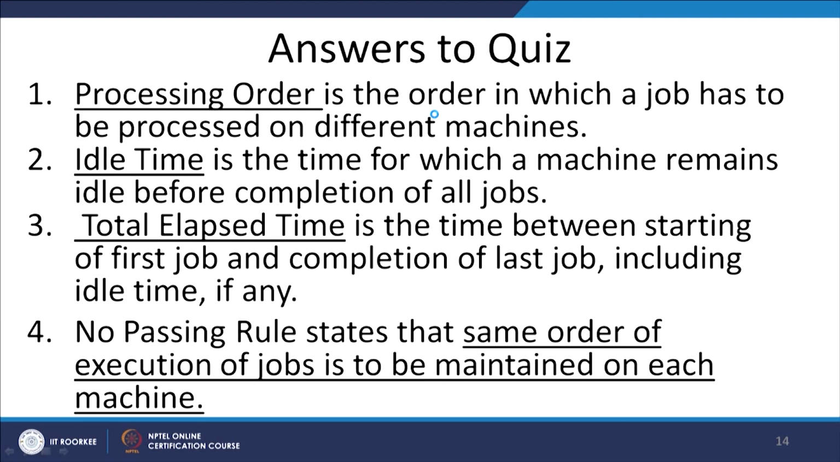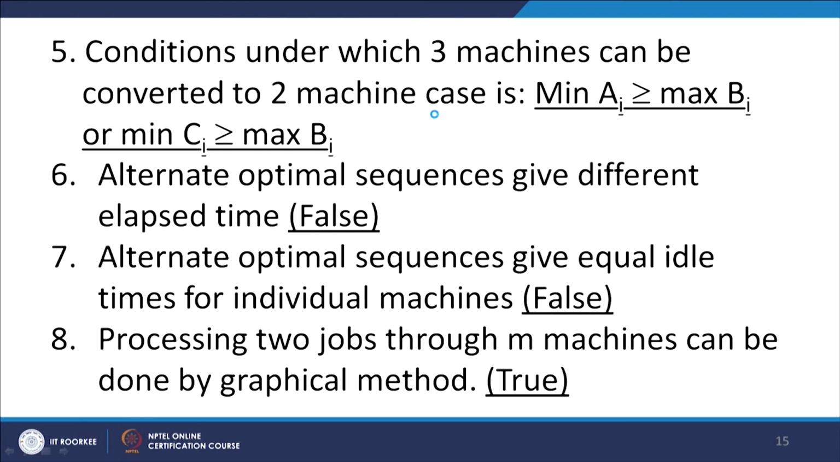And the fourth question is the no passing rule, which states that the same order of execution of jobs is to be maintained on each of the machines. Question number 5. The conditions under which the 3 machine case can be converted to the 2 machine case is minimum of Ai should be greater than or equal to maximum of Bi, or minimum of Ci is greater than or equal to maximum of Bi. So either of the two conditions should be satisfied.